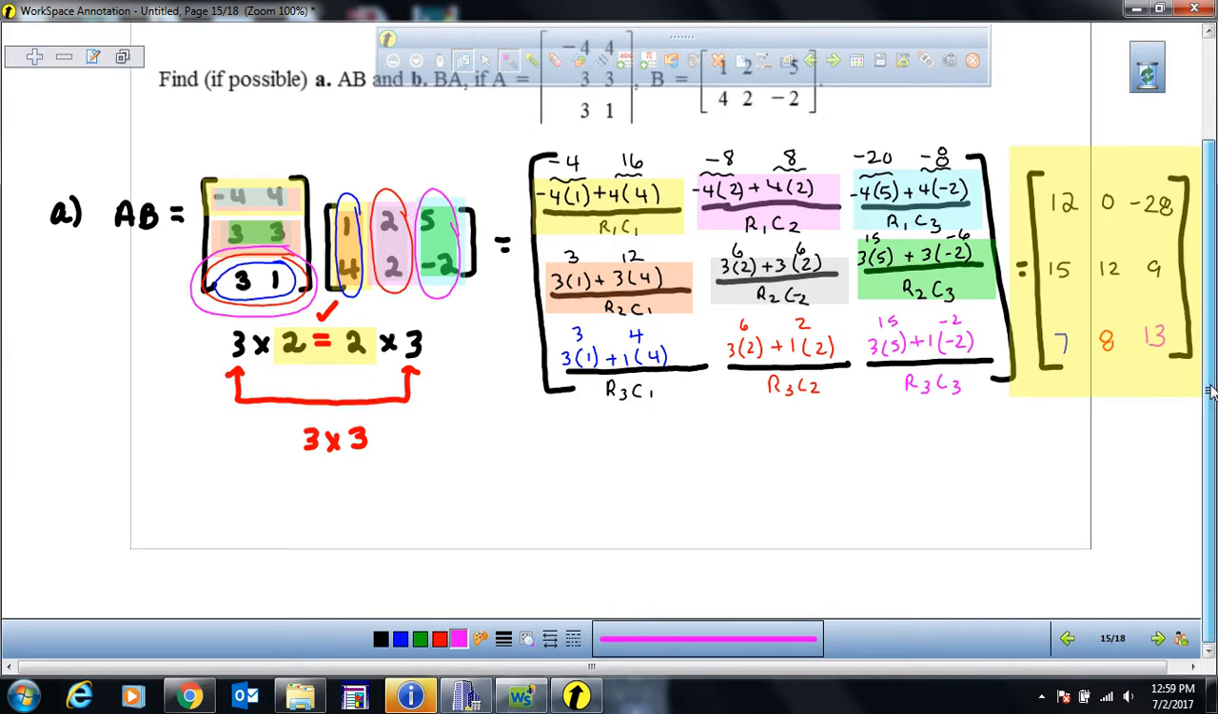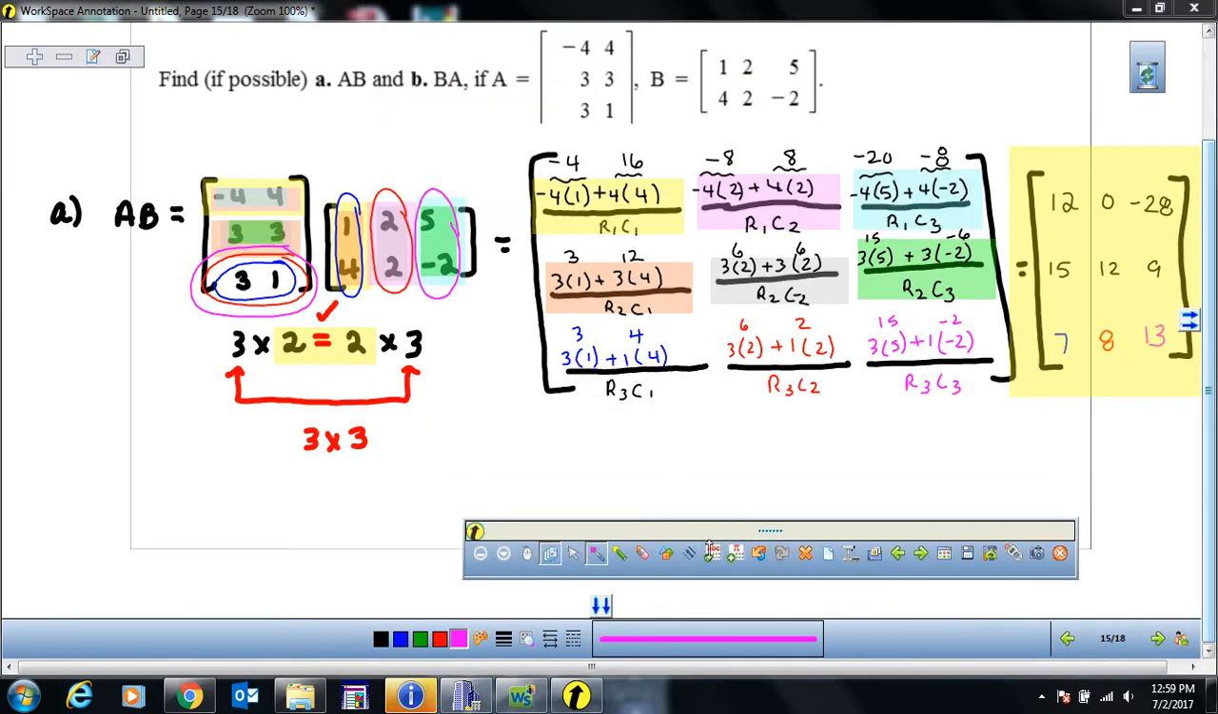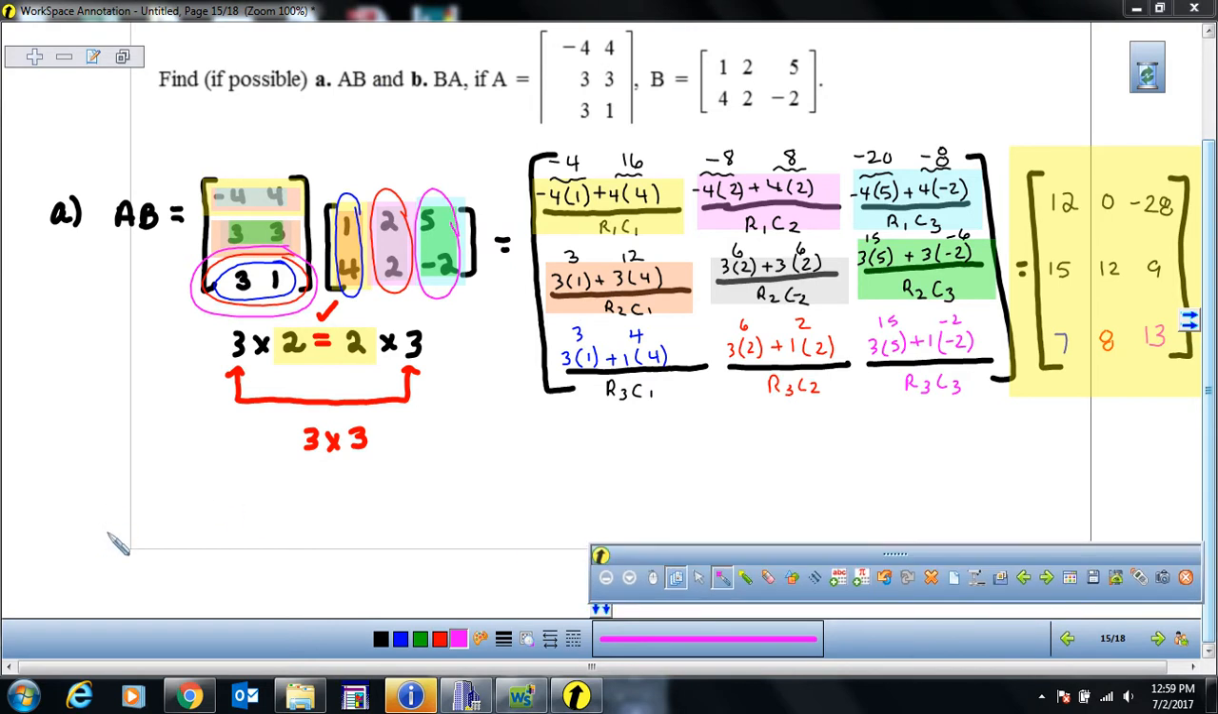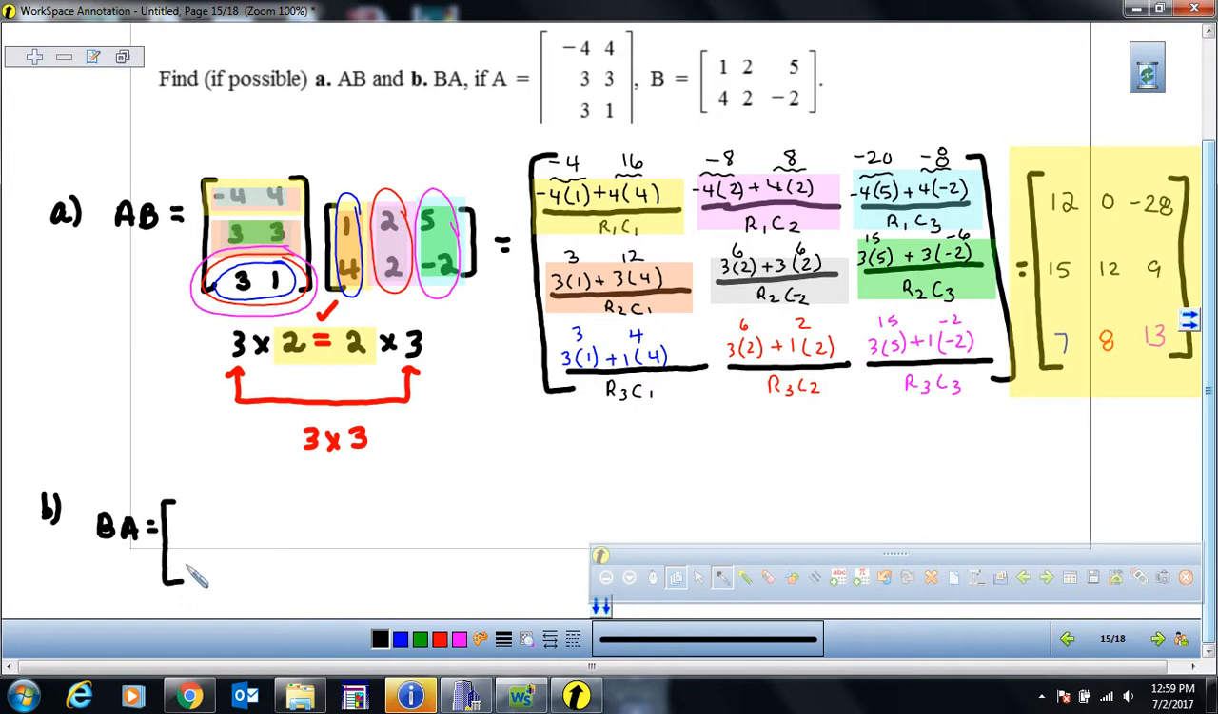So now we're going to find BA. That's the next operation we are going to do. That's what we're going to find, B times A. And you will see that they're not the same at all. So now we're going to multiply B, which is 1, 2, 5, 4, 2, negative 2. We're going to multiply times my matrix A, which is negative 4, 4, 3, 3, 3, and 1.